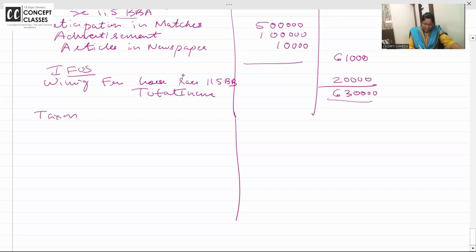Now, tax on 6 lakh 10,000 as per section 115 BBA. तो क्या रेट से टैक्स होगी? This income, 115 BBA, is going to be taxed at 20%. Take a pause. You all are doing this for the first time.